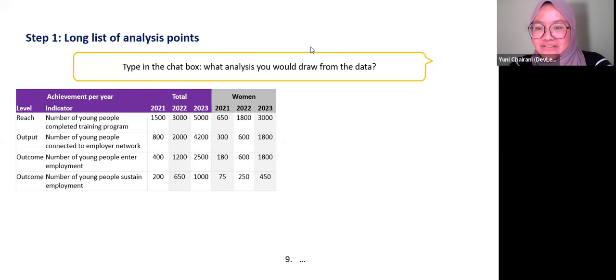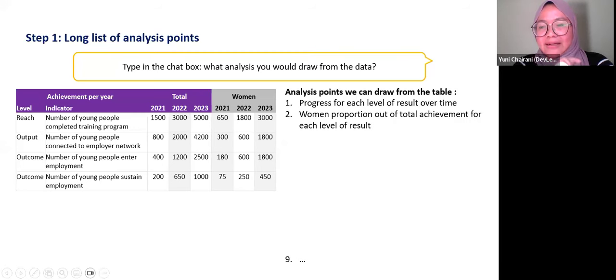So my answer is here. From this data, this is the basic one. We can see the progress for each level over time, like we did in exercise one. And then we can have the women's proportion of total achievement over time. This is the basic progress report.